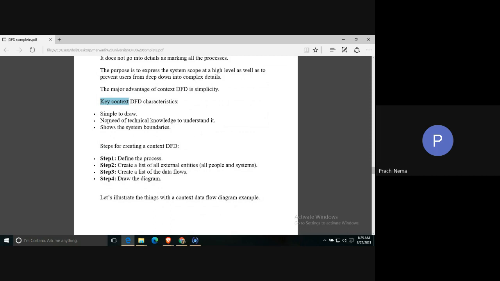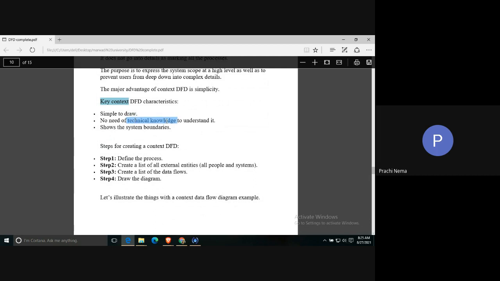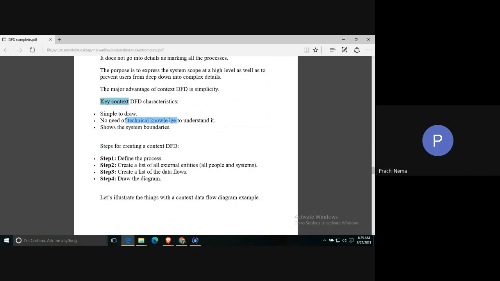Then the second point says that no technical knowledge is needed to understand 0 level DFD. If you draw level 1 or level 2 DFD directly, then it is going to be very difficult for your user or customer to understand it because that person is a non-technical person. So for the sake of understanding, we start drawing from level 0 DFD because it contains the least technical detail we can put. Okay, so that is why.